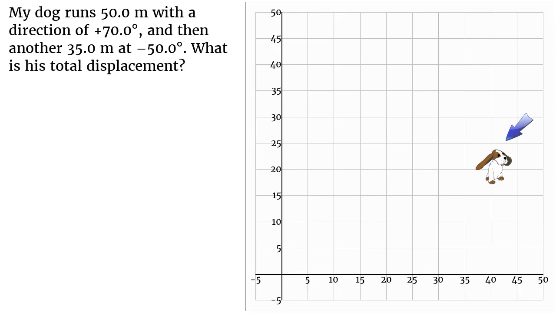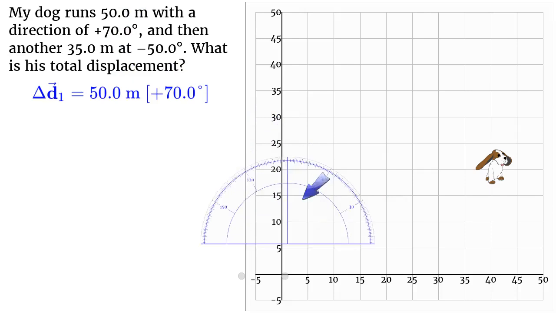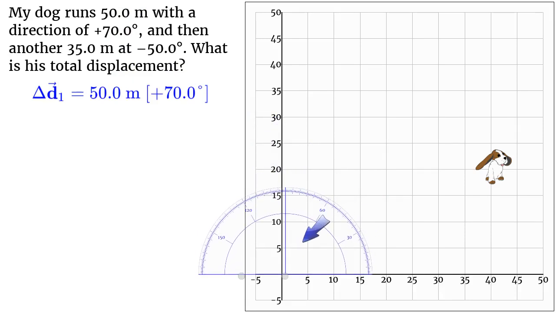The first part of the displacement is a vector with a magnitude of 50 meters and a direction of positive 70. So to draw this, we want to draw it accurately, so we're going to use graph paper. And we're going to use a protractor and a compass and ruler to make sure that our drawing is as accurate as we can make it.